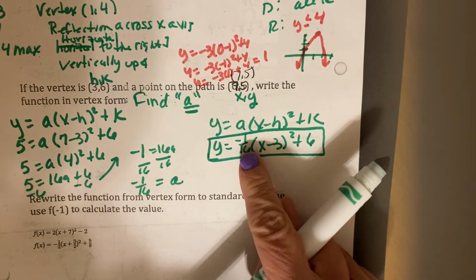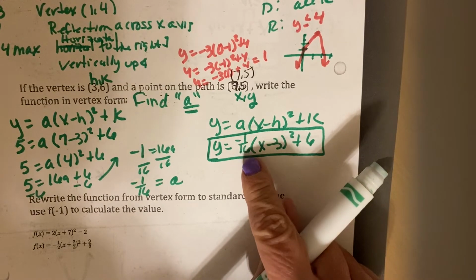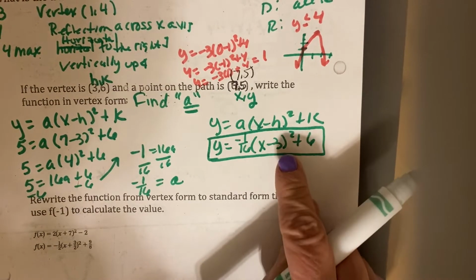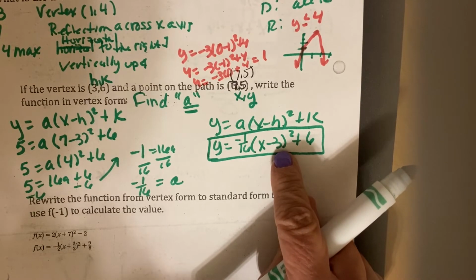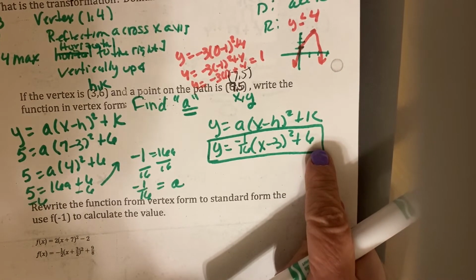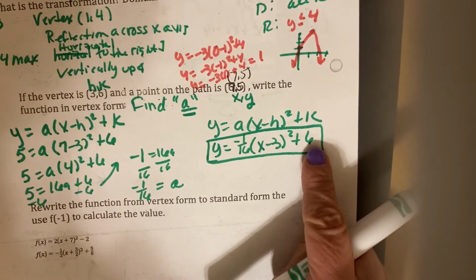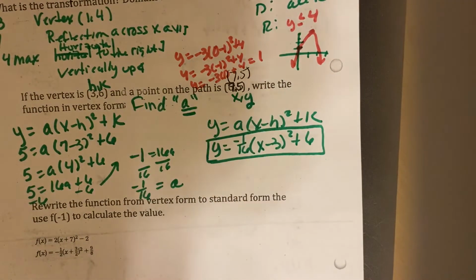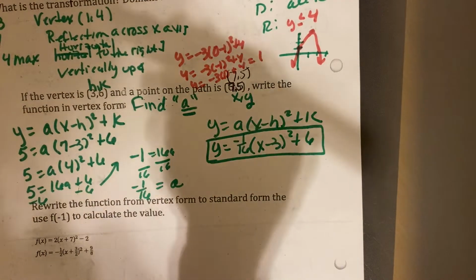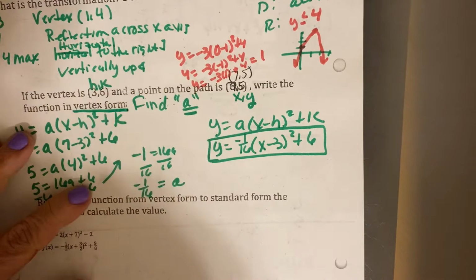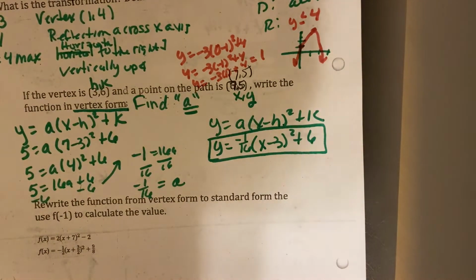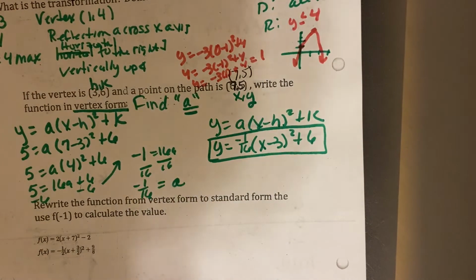And so this tells you that you have a reflection across the x-axis. You have a vertical compression. This is moved 3 units to the right and 6 units vertically up. So those are the things that you know just by writing your equation in vertex form. Vertex form is very, very important to us because it gives us a whole lot of information. It'll tell you your axis of symmetry. We can go find our y-intercept from here. So a lot of information.